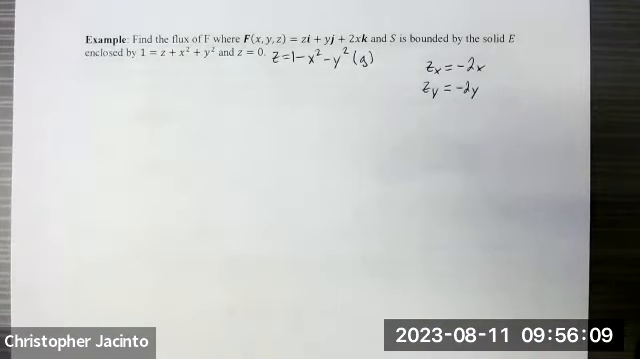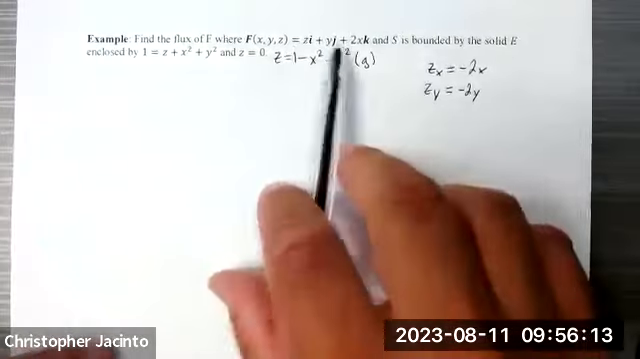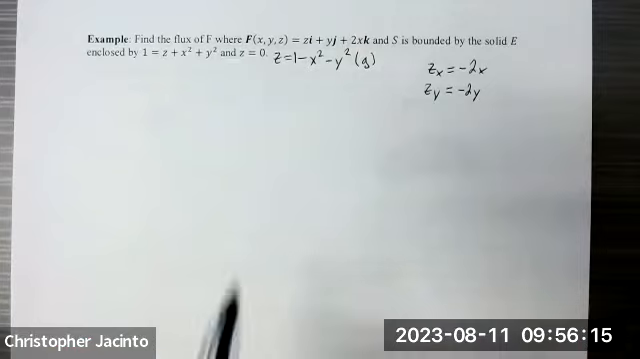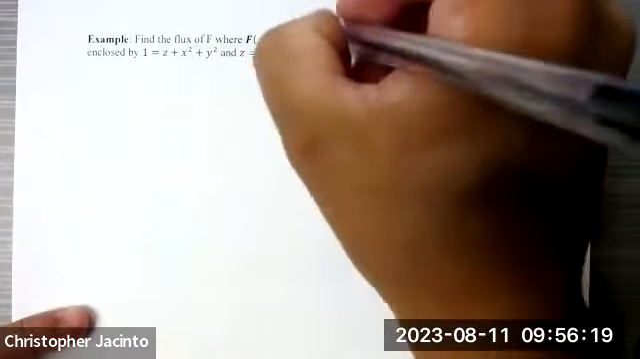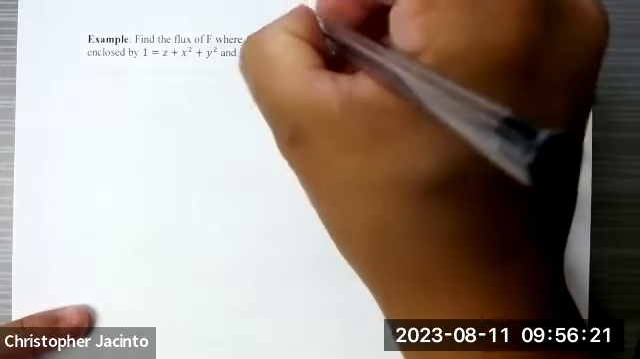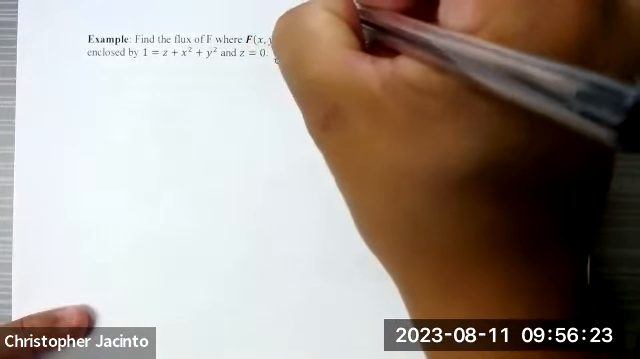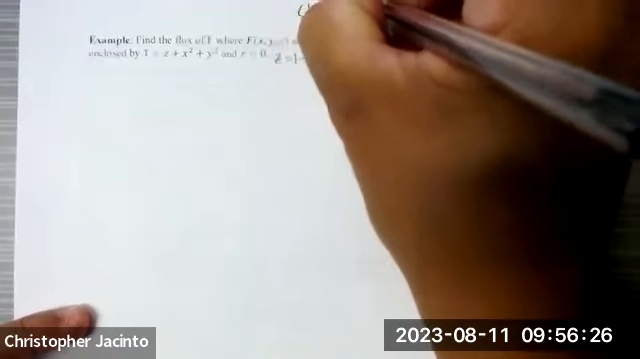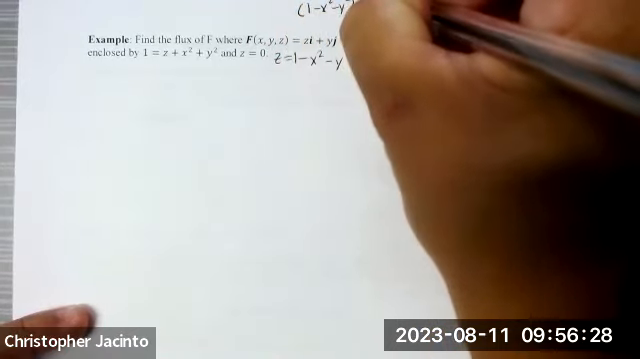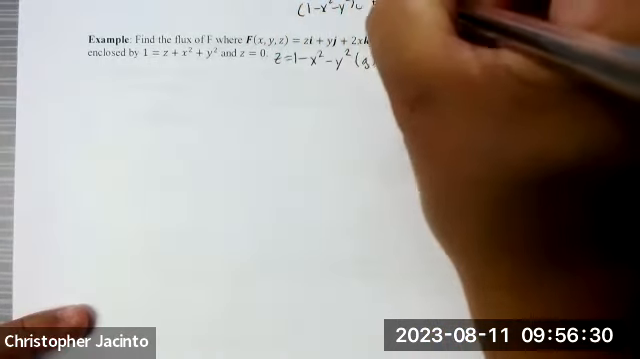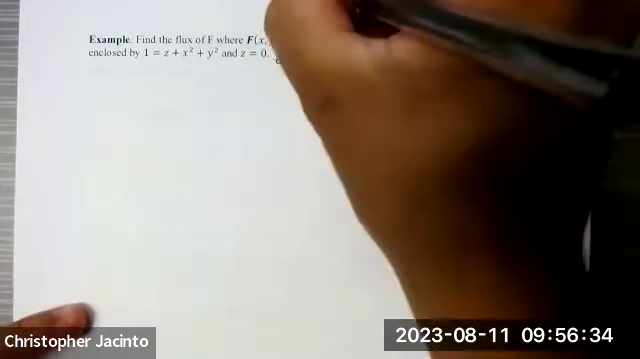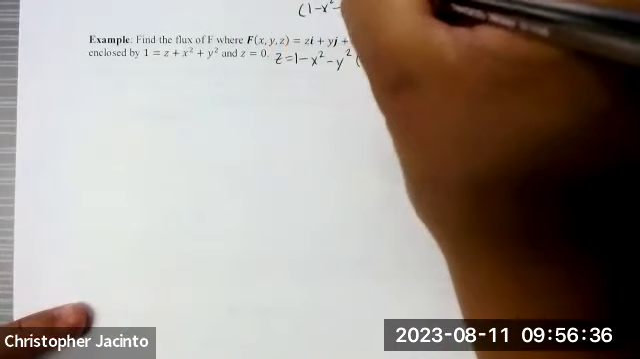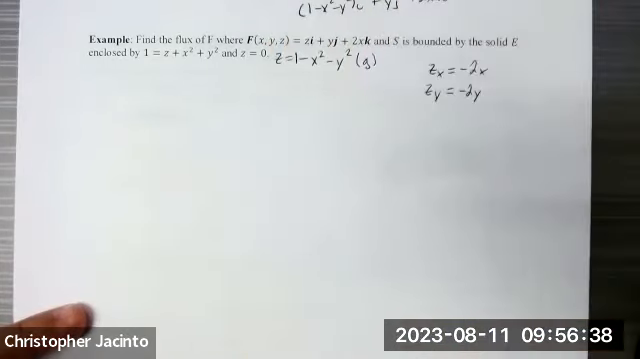Okay, next step is we need to find p, q, and r. Now, we need to find p, q, and r with respect to only x and y. That's the key thing, right? Because this has a z here. So technically, if I plug everything in, this is just going to be 1 minus x squared plus y squared i, then yj, and then 2xk. So that means this is my p, this is my q, and this is my r, respectively.